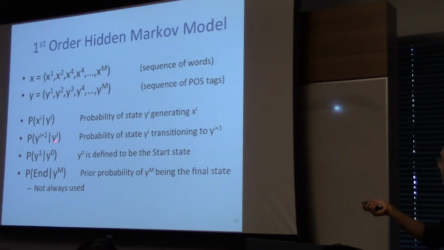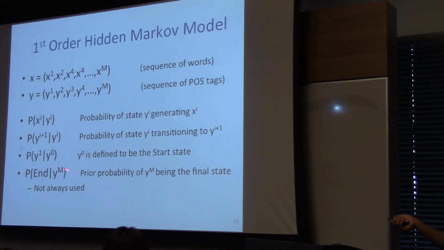This is a transition probability that says, conditioned on the current state being y sub i, whatever y sub i is, what is the probability distribution of the next state, or the next part of speech tag? There's a special case of this: what is the probability of the first part of speech tag conditioned on the start state? So y of 0 is a special token that never changes. It's just a virtual start state. So this basically models the probability of any part of speech tag starting a sentence, right?